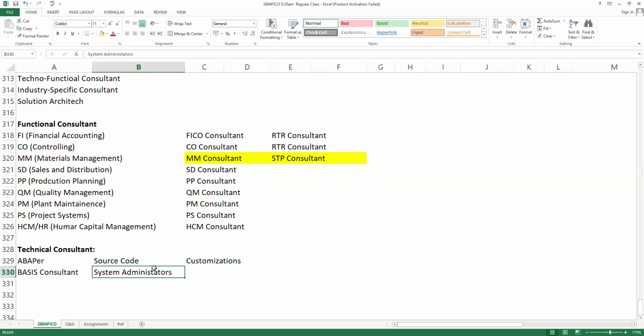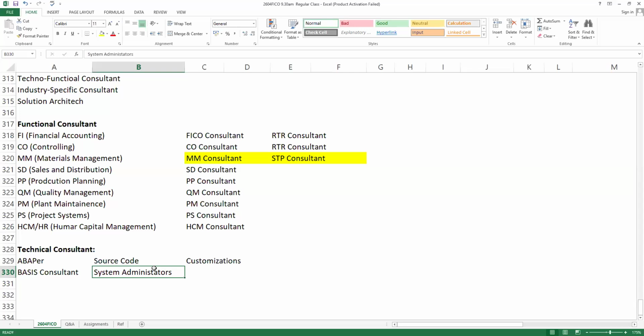Now we will go a little bit deeper into what exactly these basis consultants will do. They are the system administrators. Let us go back to the same example which we have discussed today. As BMW wants to implement, there is a software that needs to be implemented on the server. Who will install that? The basis consultants will do that. Who will design the system landscape? The basis consultant will do that.